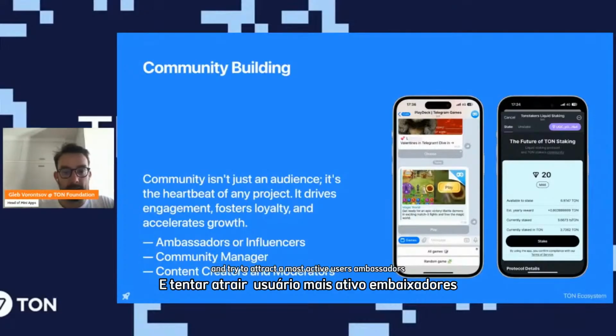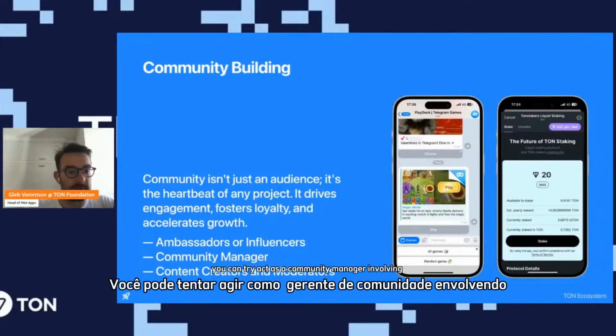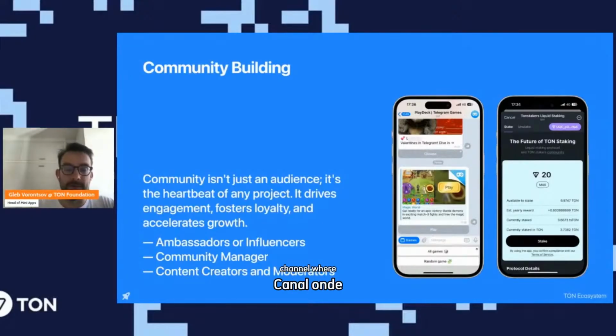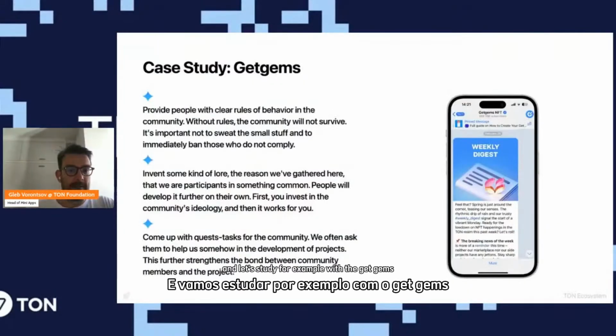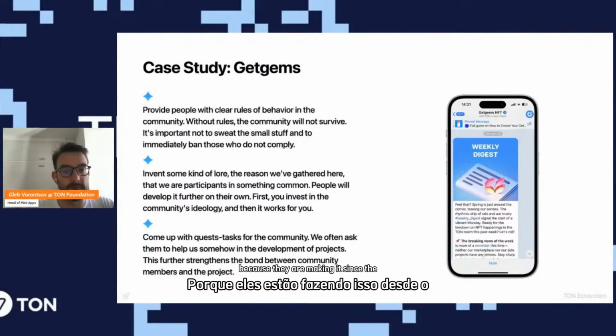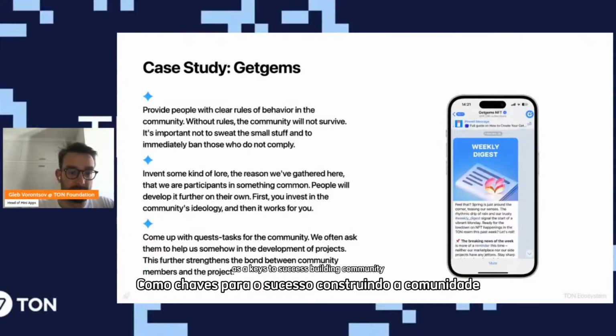Try to attract most active users, ambassadors, influencers. You can try to act as a community manager, involving users to participate in your Telegram channel, where you create different opportunities for the active users. And let's study, for example, Get Gems. These guys are so experienced with creating communities because they have been doing it since the era of MiniApps in the UK. And that's the info they provided for me as the keys to success in building a community.